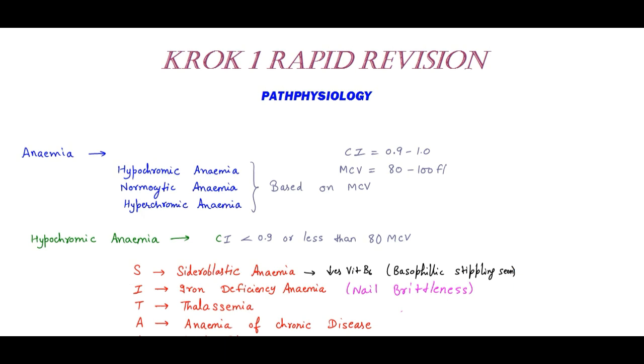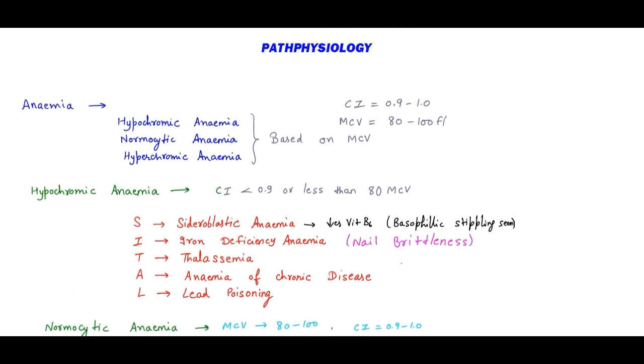So what is anemia? Anemia, we know, is mainly classified according to the value of MCV, mean corpuscular volume. It is of three types: hypochromic anemia, normocytic anemia, and hyperchromic anemia. So this is based on MCV. MCV is equal to 80 to 100, which is the normal value for the MCV. And remember one more index, that is color index, whose normal value is 0.9 to 1.0.